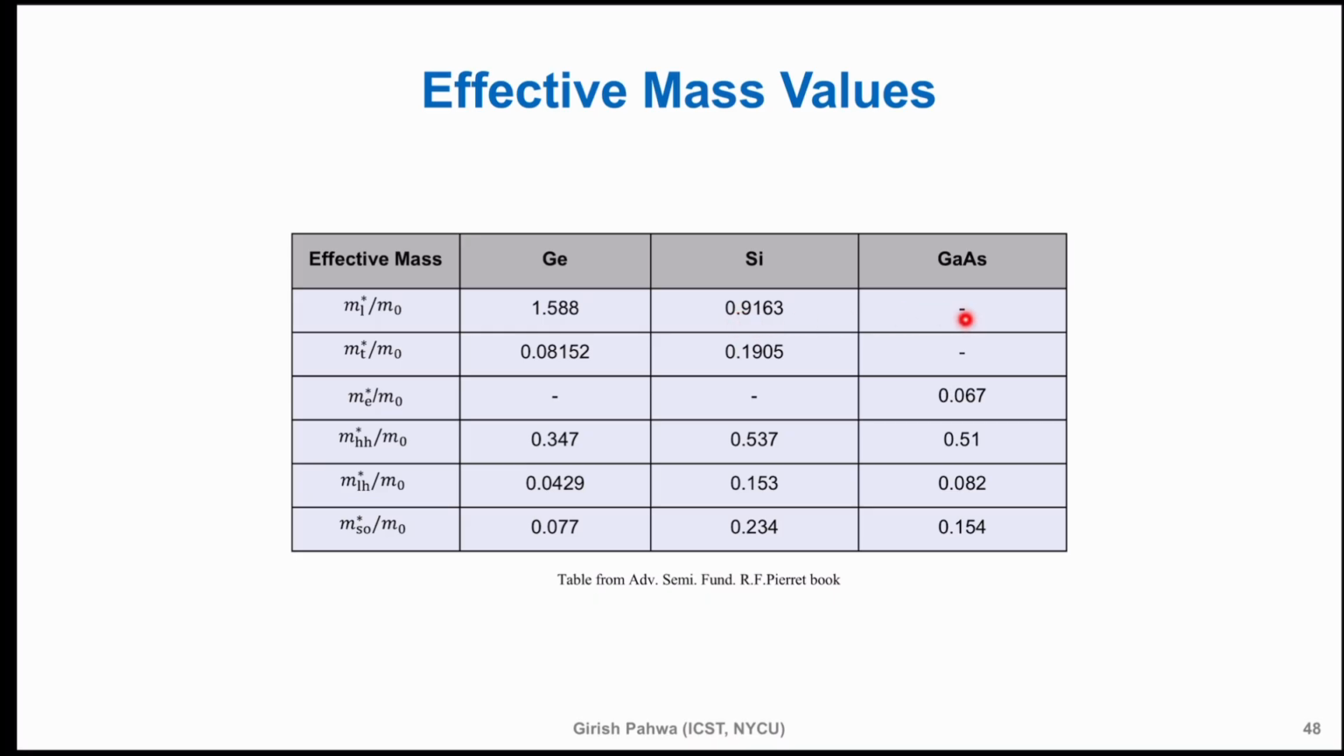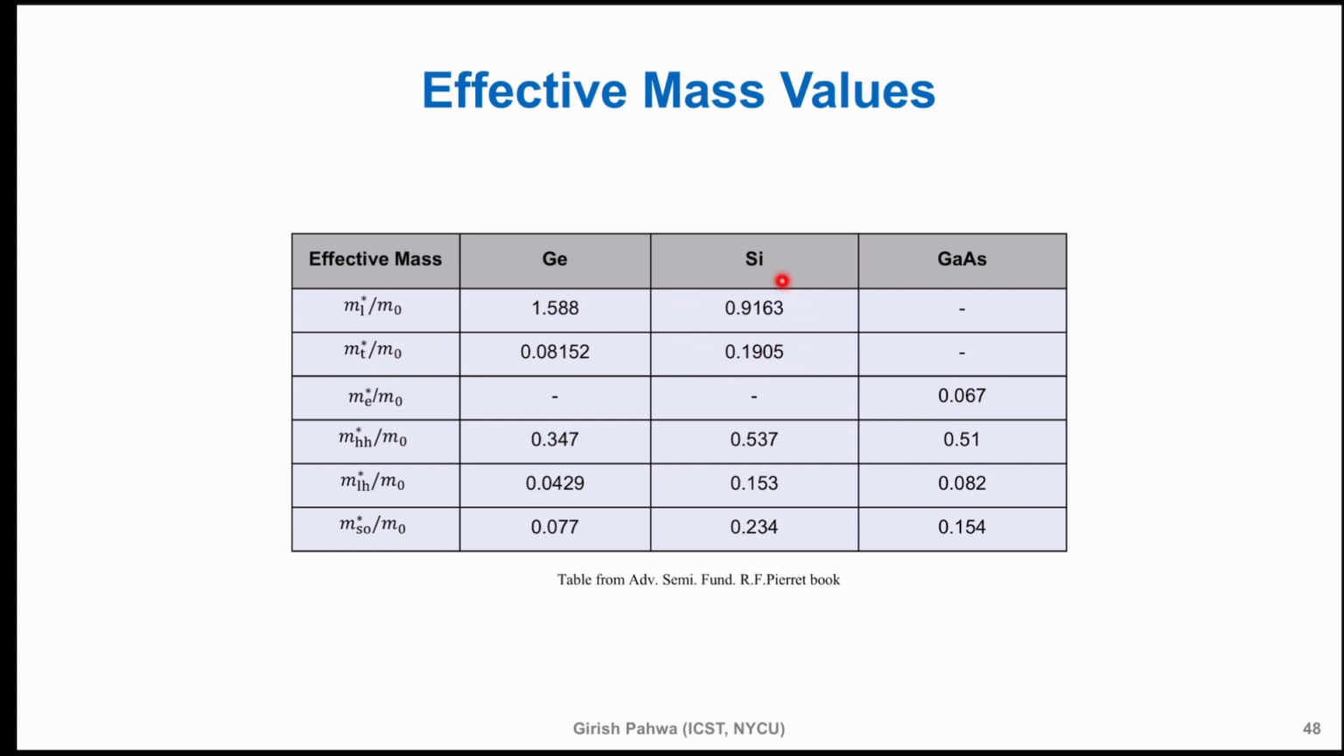And for gallium arsenide, it is missing. Why is it missing? Because M11 equals M22 equals M33. So there is no longitudinal effective mass. There is just an effective mass. Got it? So for gallium arsenide, you have Me star. Me star means the effective mass of electron. That's it. And you have 0.067, actually much less than the actual mass of the electron. Right. So mt star is again this 0.1905.